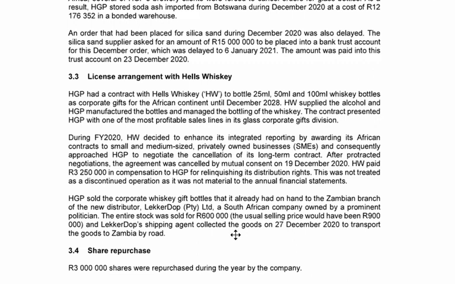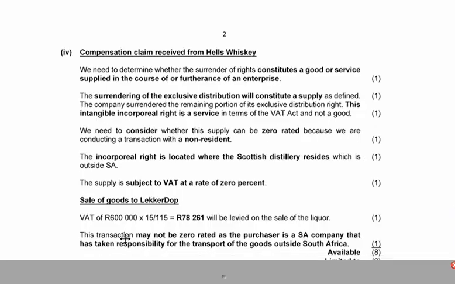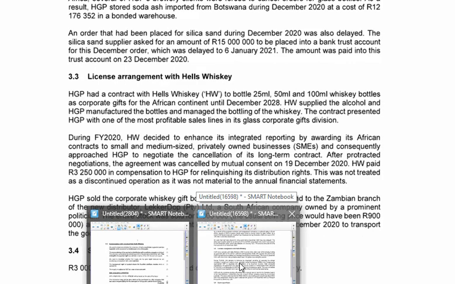Therefore, how much VAT will there be? All amounts include VAT, so 600,000 Rand times 15 over 115. There it is. So VAT levied because can't zero rate it, being sold to a South African supplier. Let's move on.